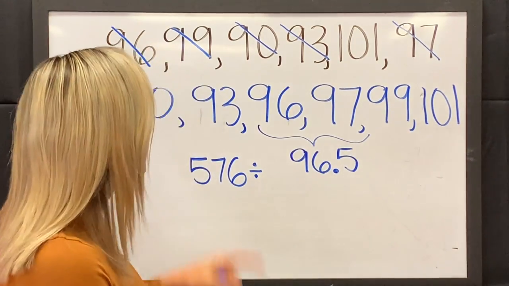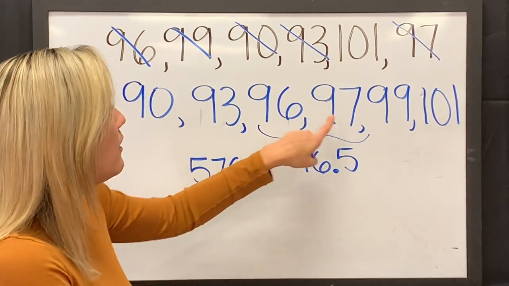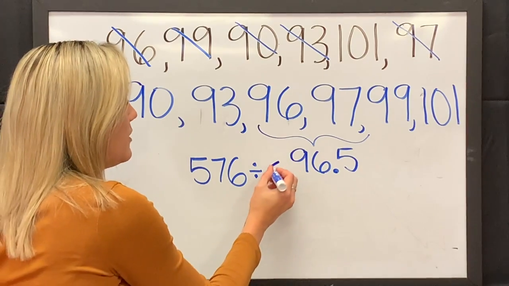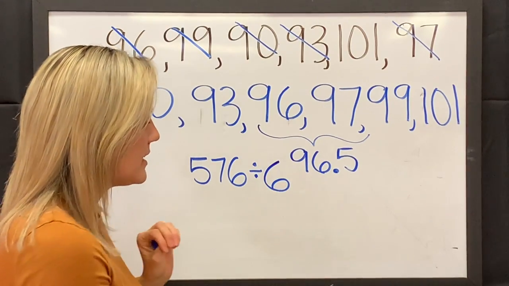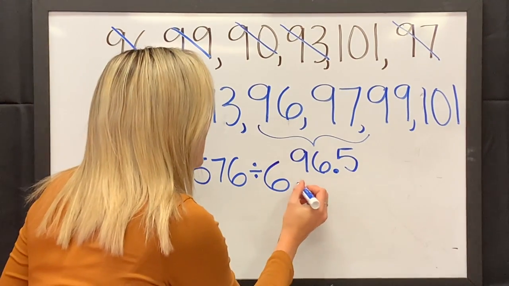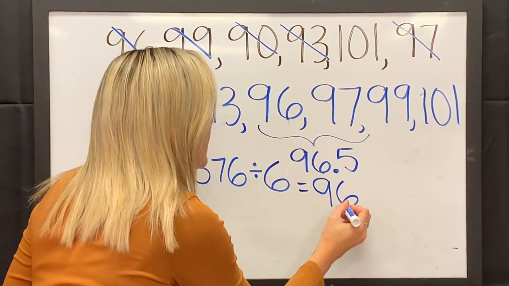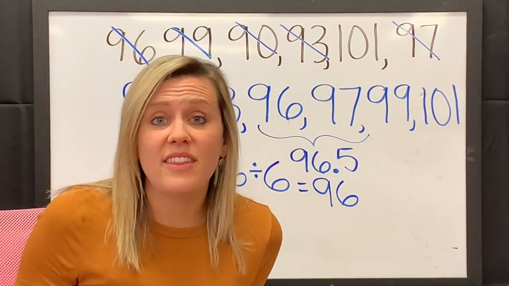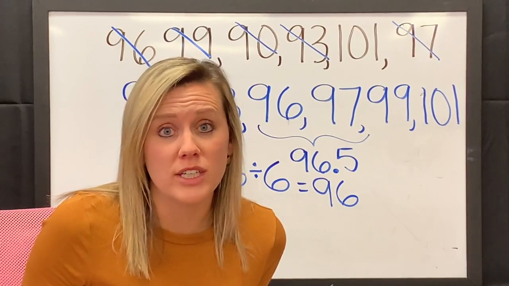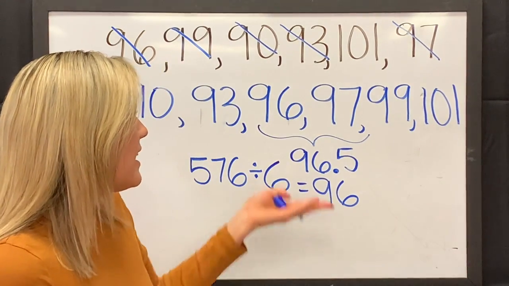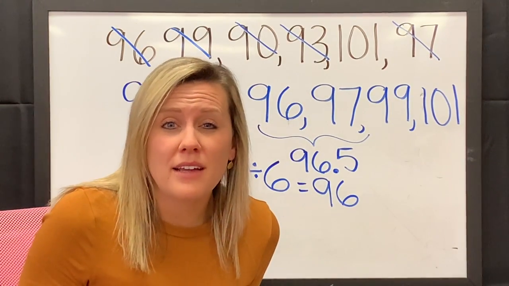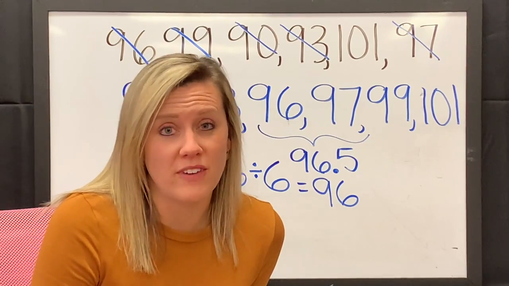The next thing that you're going to do is divide this number by the amount of numbers that you added. And we added 1, 2, 3, 4, 5, 6. So I'm going to take our total, 576, and divide by 6. And 576 divided by 6 gives me 96. So I could say the average temperature within these 6 days was 96 degrees. I could also say the average temperature was 96 and a half degrees. It just depends which form of average you're finding.